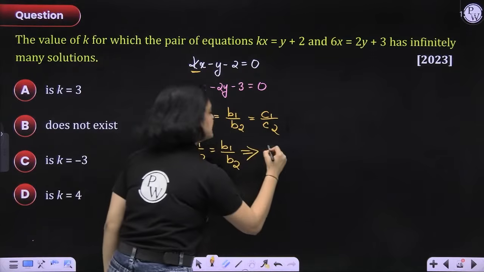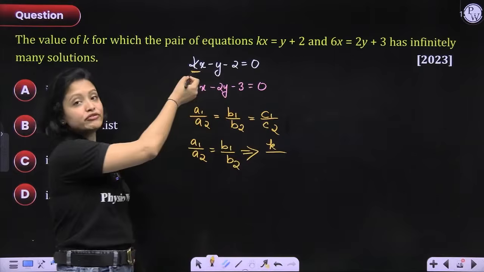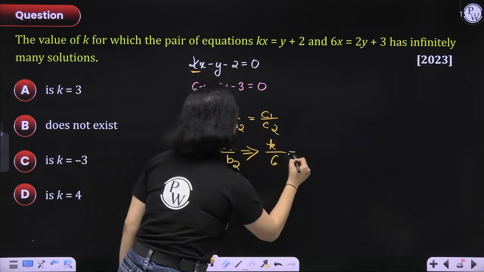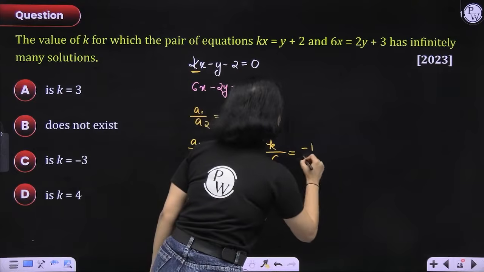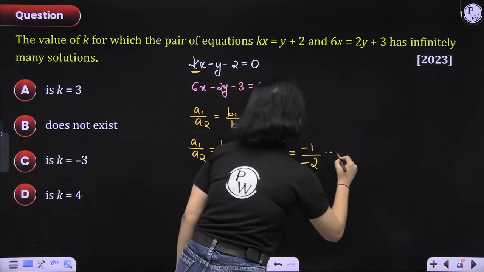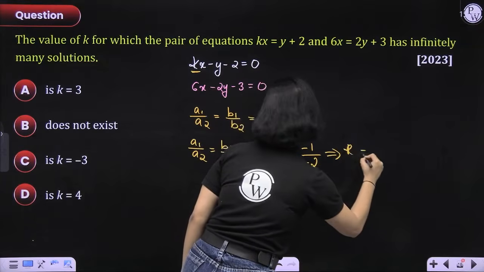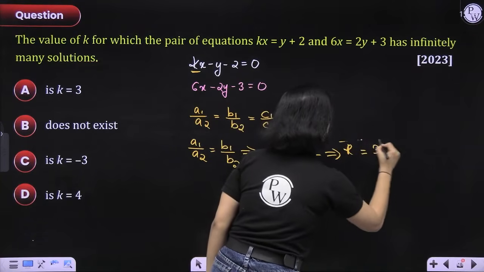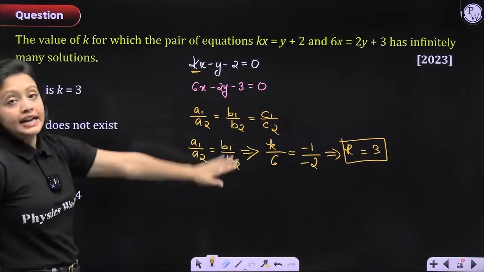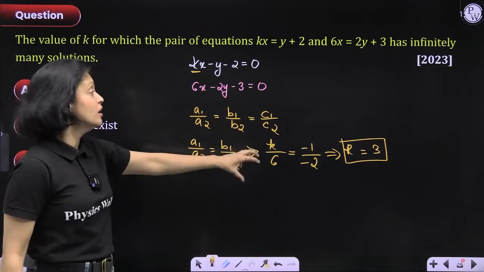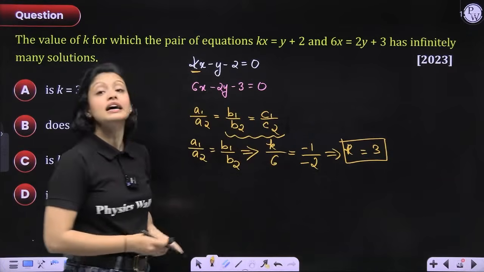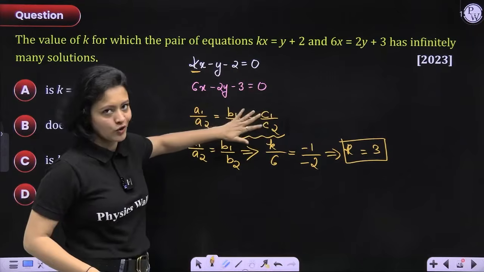Okay, first one I'm taking, and let's put everything here, right? So a1 is k, everyone. It's the coefficient of x in the first equation. a2 is 6. b1 is negative 1. b2 is negative 2. So from here you can say that k comes out to be 3. Right, everyone? Okay. Now, let's check whether putting k equal to 3 in this ratio here does satisfy this ratio or not. Okay? Chalo.